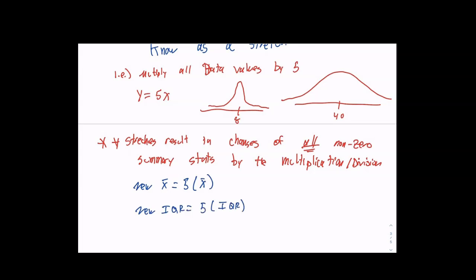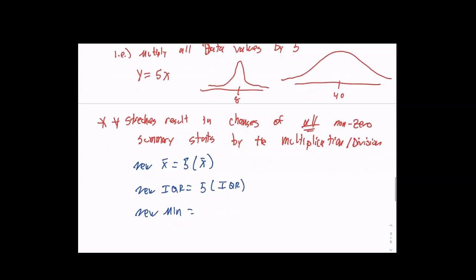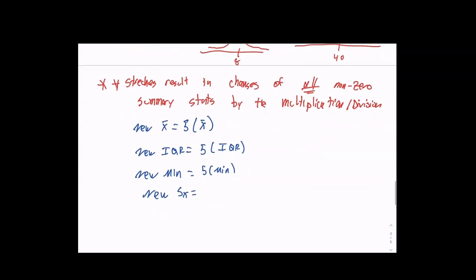Good. What would be my new minimum? Minimum times 5. And more importantly, what is my new standard deviation? Standard deviation times 5. And finally, what would be my new median? I didn't cover that one. Median times 5. Okay.